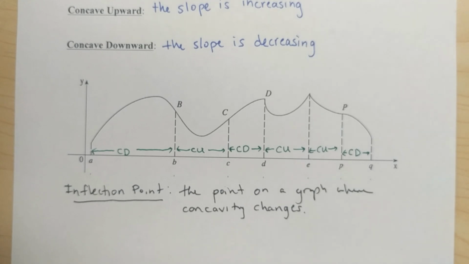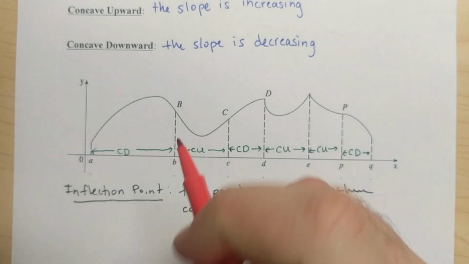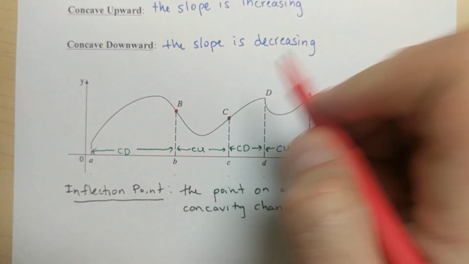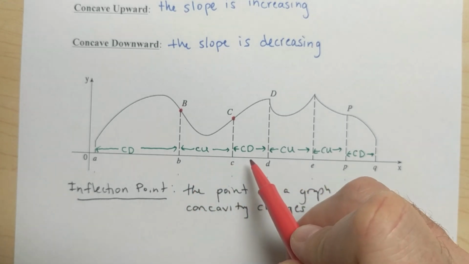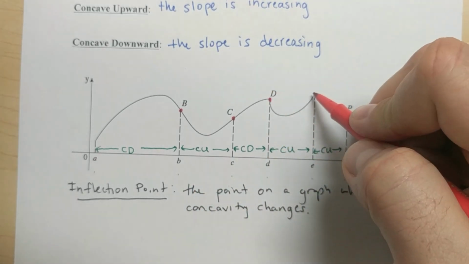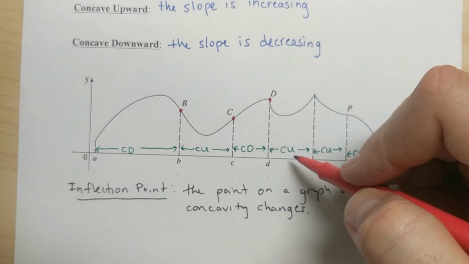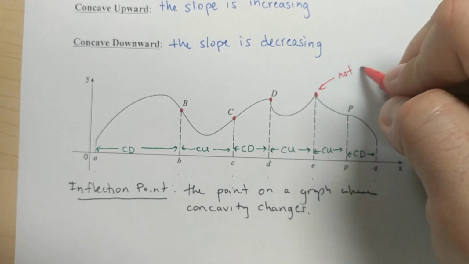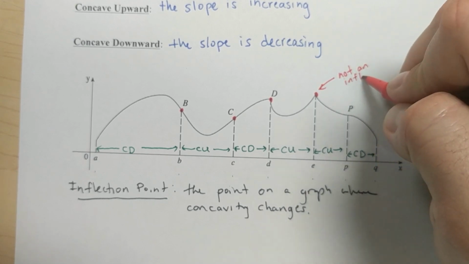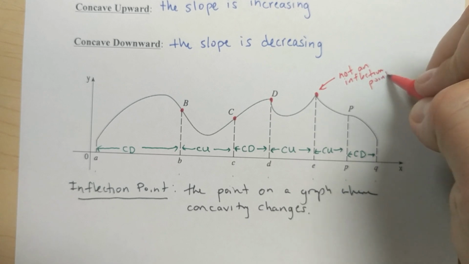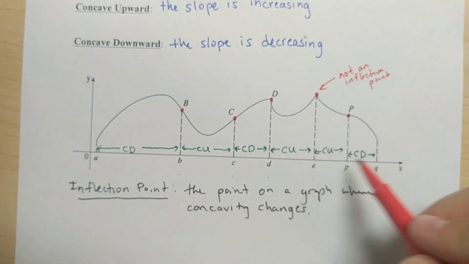So we have on here several inflection points. At point B, that is an inflection point. Point C, also an inflection point, upward to downward. Point D, downward to upward. Not this point, because it goes from upward to upward, so it did not change concavity. So not an inflection point. But then point P is, since it goes from concave upward to concave downward.